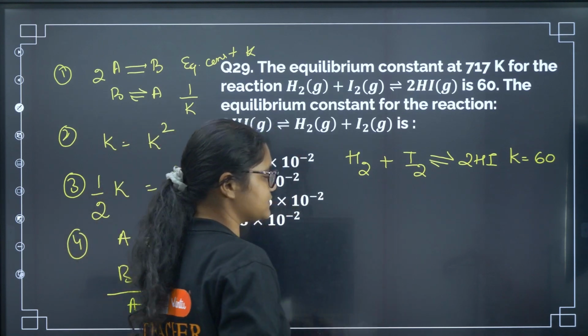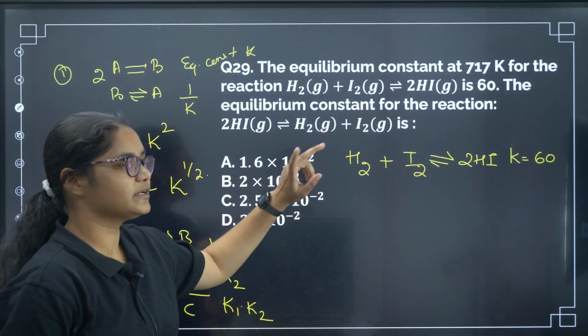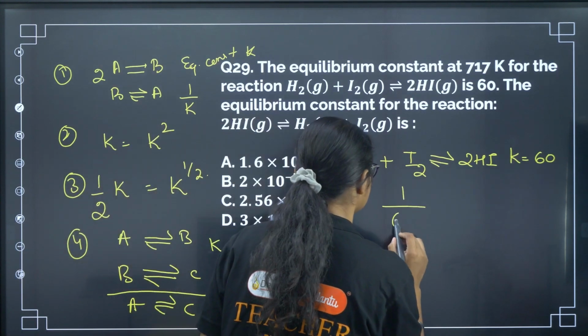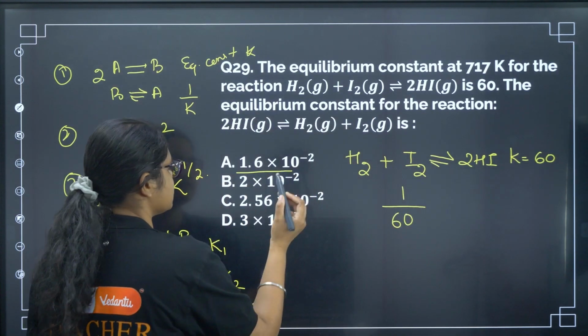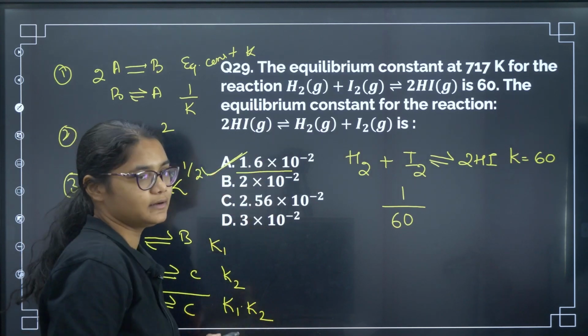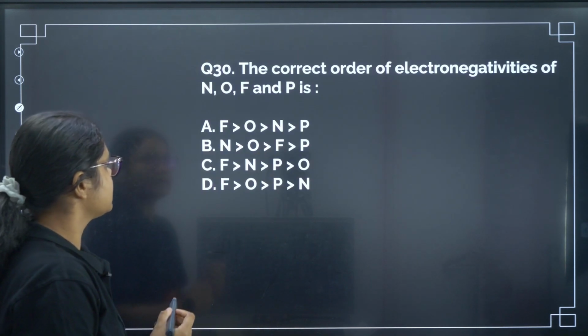So in this reaction, what has been done? Only the reaction is reversed. So the K value will become inverse. So we will get 1 by 60. So 1 by 60 is 1.6 into 10 to the power of minus 2. So the correct answer for this question is option number A. Okay, now let us see the next question.